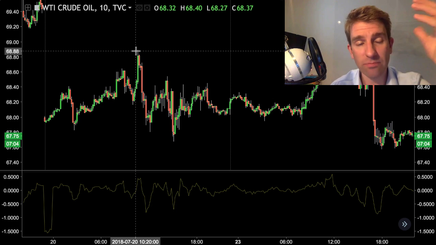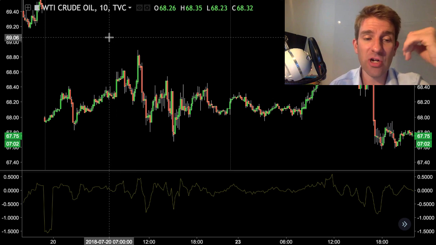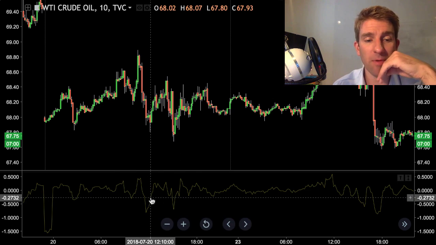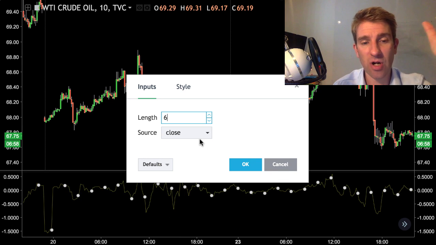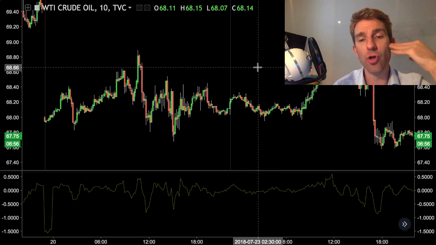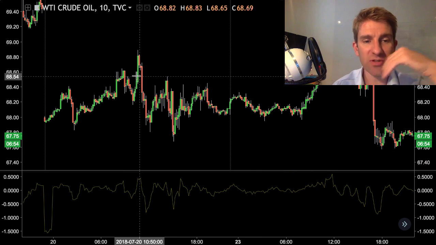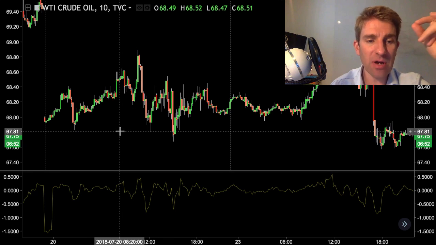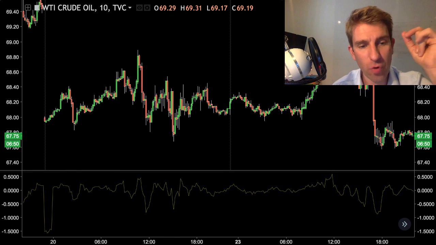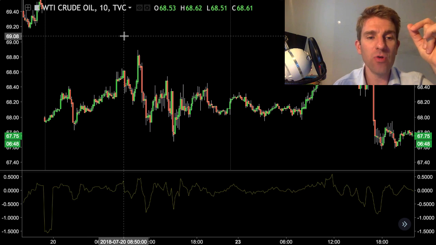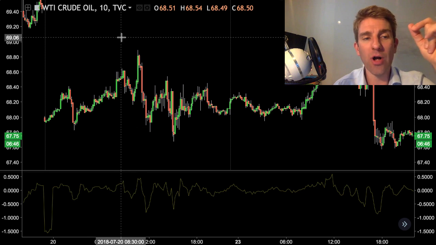Let's look at crude oil. West Texas Intermediate, 10-minute chart, same settings on my momentum. Double check it. I'm on 6, I'm on the close. All is good. Right. How do we take the trade? Again, it's the same kind of thing, guys. We're looking for divergence when we go to a new high or a new low.